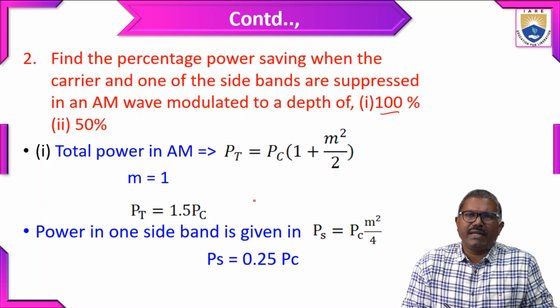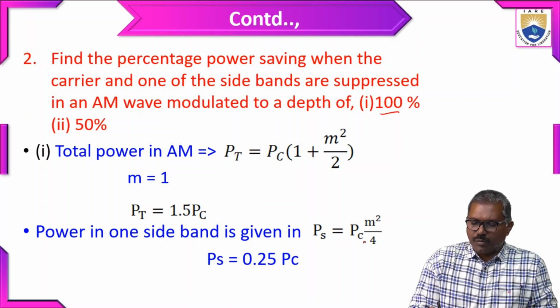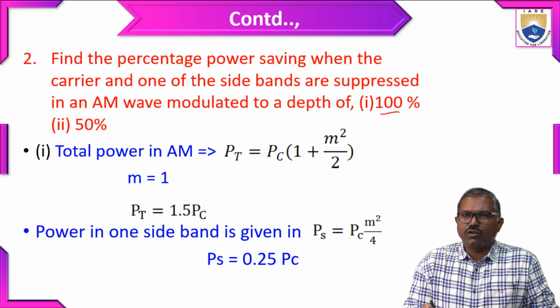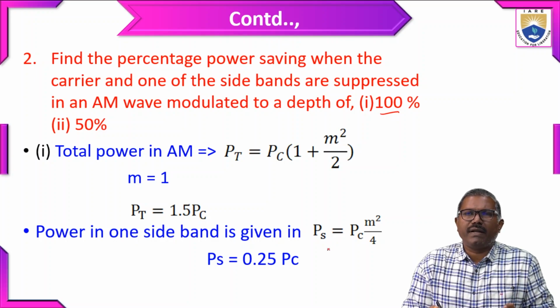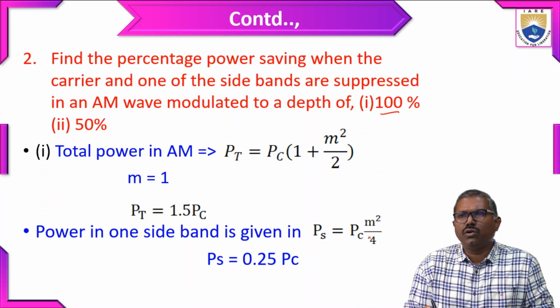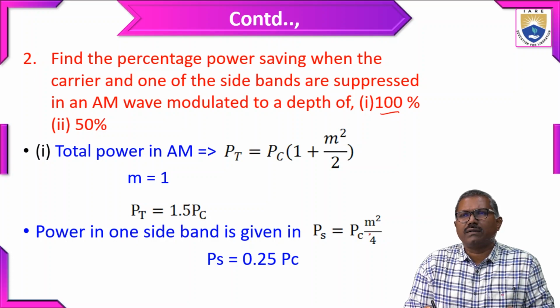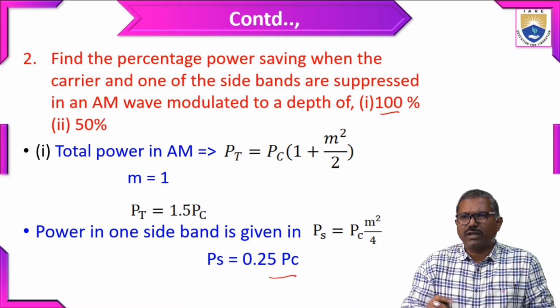Now, power in one sideband is given as Ps equal to Pc into m square by 4. So what is Ps? Sideband power, or power in one sideband, is equal to carrier power into m square by 4. You know the m value. M value is 1, so 1 by 4, 0.125. Sorry, 0.25 Pc. Okay, this is the sideband power.